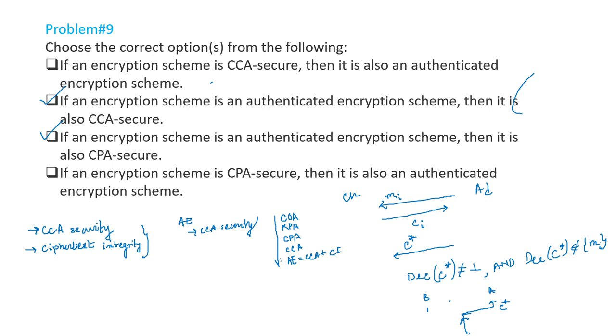So the power of the adversary grows in this way. If a scheme is CPA secure, that does not imply it is CCA secure, but if a scheme is CCA secure, that implies it is CPA secure. In the same manner, if a scheme is CCA secure, it does not imply that it is AE secure, but if it is an authenticated encryption scheme, then it will be CCA secure. In this manner you can think of it.